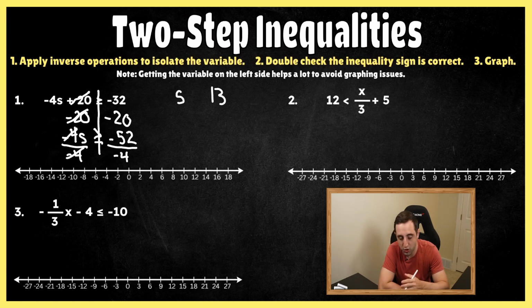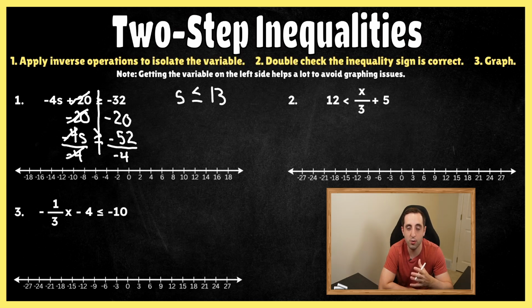And then remember, we just divided both sides by a negative. That's one of those rules that you have to remember. If you multiply or divide both sides by a negative number, your inequality sign needs to flip. So instead of it being greater than or equal to, our final answer is going to be S is less than or equal to a positive 13.